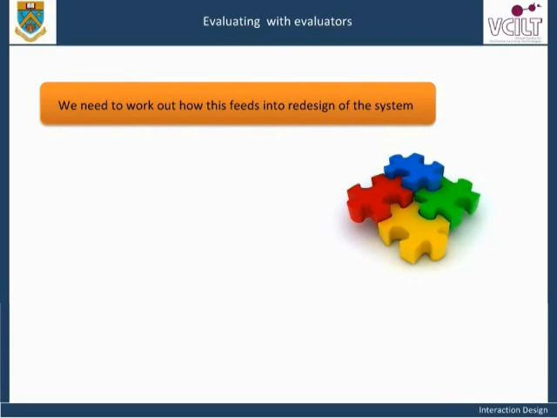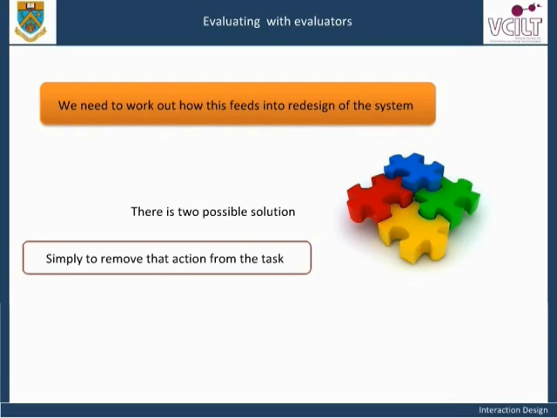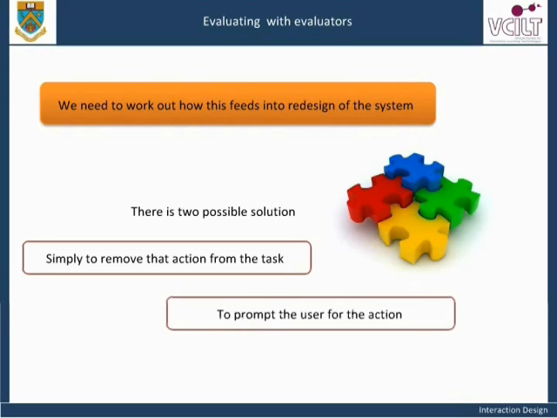Considering the first question first, supposing the user fails to try to get the right effect, i.e. perform an action with a user interface, we need to consider what could be done in the redesign to address that problem. Two possible solutions are simply to remove that action from the task, maybe our task analysis had a mistake in it, or to prompt the user for the action, so making it clear that they are supposed to do something at that point. Alternatively, some other part of the interface could be changed, so that the user knows that they should try to perform an action.